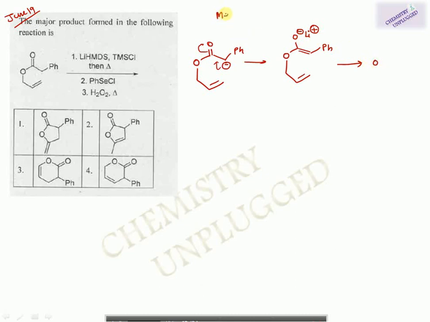Okay, so the structure of trimethylsilyl chloride is like this. This bond will rupture and this Me3Si group will attach to this oxygen and form a stable enolate. You will get this one. Then we are heating it.